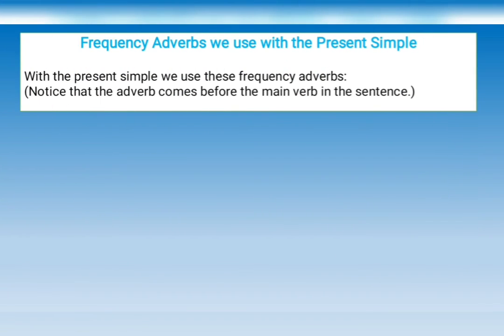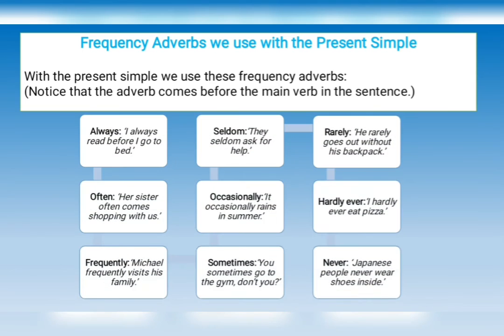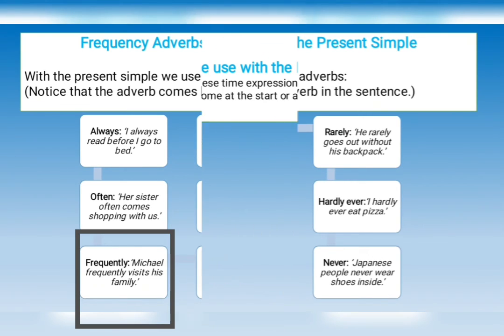Let's continue. Frequency adverbs, we use them with the present simple. Here we have some examples. Always, I always read before I go to bed. Seldom, they seldom ask for help. Never, Japanese people never wear shoes inside. Frequently, Michael frequently visits his family.